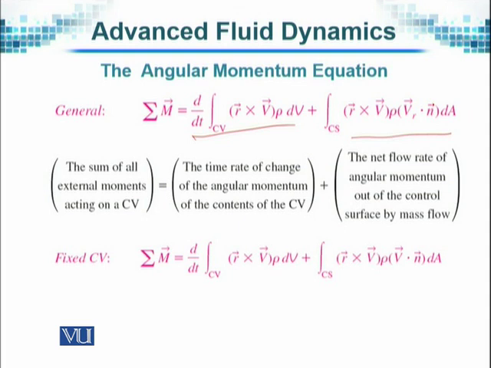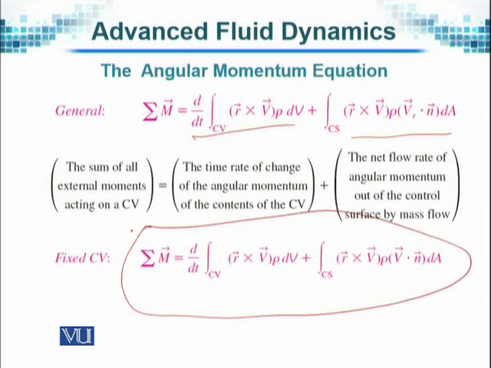So, the sum of all external moments acting on a control volume is equal to the time rate of change of angular momentum of the contents of the CV and that of the mass flow through the surface. For a fixed CV, the summation of all external moments is given by this equation.